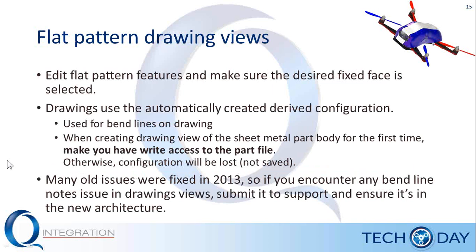All right, so for drawings, when you create a drawing of a flat pattern sheet metal part, it's going to create a derived configuration in that part. So a couple critical things. Make sure that you have write access to that sheet metal part, especially the first time that drawing view is created. It's automatically creating a derived configuration, making a change to the part. You need to be able to save that part. Otherwise, guess what? That configuration will be lost. It wasn't saved, so the next time you open up your drawing, your sheet metal flat pattern will be folded because it doesn't have a flat pattern configuration to work with.